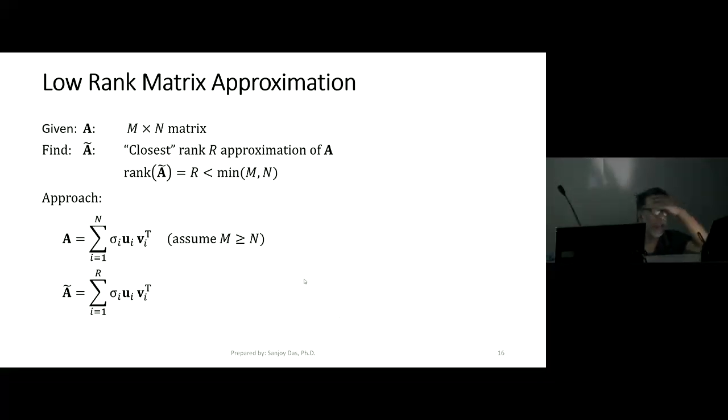Okay, and so we can drop the last several terms. We can take the first r terms, and each of these is a rank 1 matrix. When you sum up r different rank 1 matrices, you would get up to rank r. Okay, so we simply drop the last several terms and we take the first r terms, and that gives us A tilde.